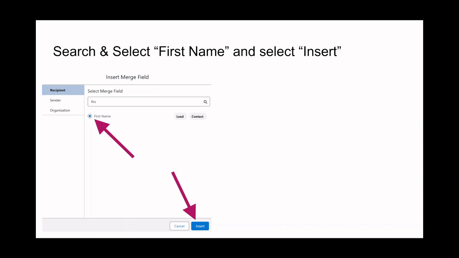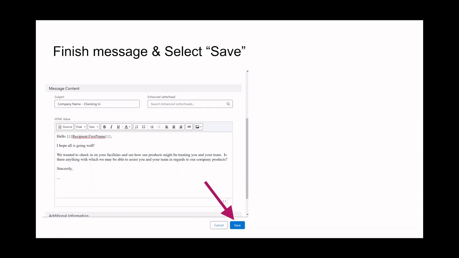And we're going to search for first name. So I just typed in FIRS and first name was the only one that came up. So I went ahead and selected it and then hit insert. Once you do that, you'll see where it says hello, and then you have the several squiggly parentheses there, followed by recipient.firstname. That will be automatically filled in with the first name value of each contact that you're talking to. And then I went ahead and finished the message. I wrote, hope all is going well, just generally checking in on the client. And I go ahead and hit save.